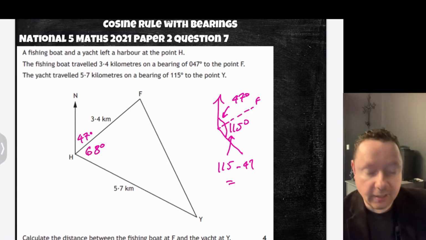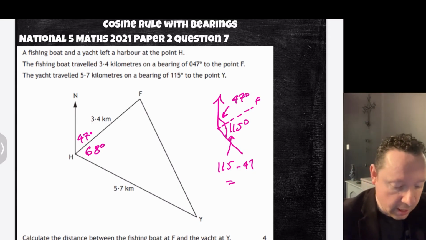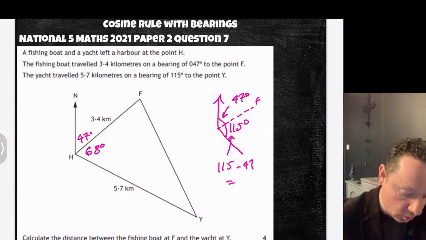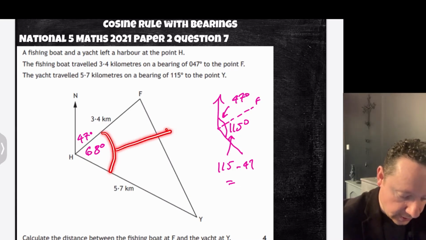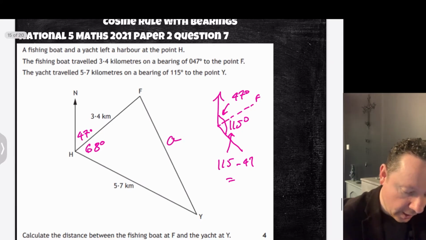And now I've got everything I need to do the cosine rule, and I can't actually work out any more angles using just normal triangle trig. I can't work out any more angles just using angle rules anyway. So going straight into the cosine rule, I've got three sides and I've got the angle in between two sides to find the missing side. So I'll call that my A.